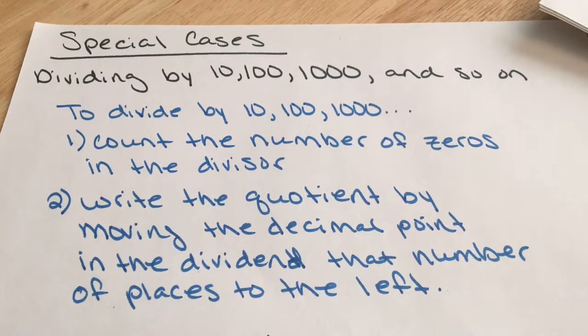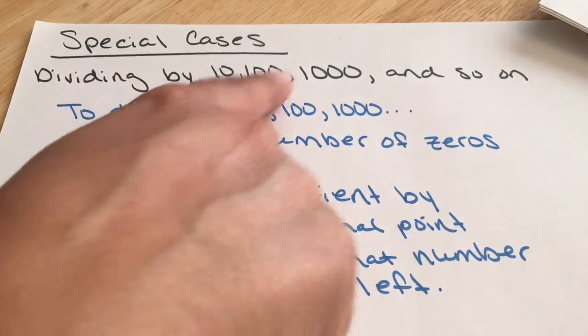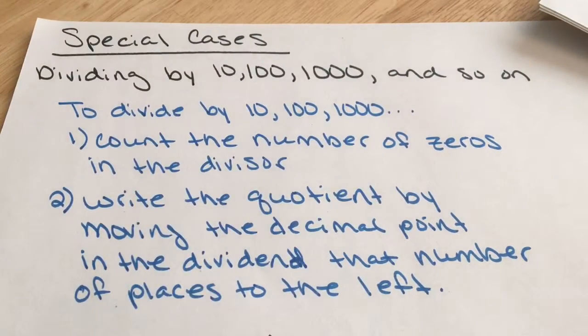Just like we had special cases when we were multiplying by decimals, we also have special cases as we're dividing by decimals. So we're going to look at our large powers of 10, such as 10, 100, 1,000, and so on. And to divide by these large powers of 10, we have, again, two steps. 1, count the number of zeros in the divisor. And 2, write the quotient by moving the decimal point in the dividend that number of places to the left.